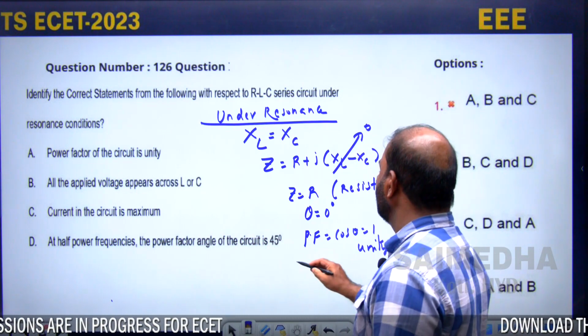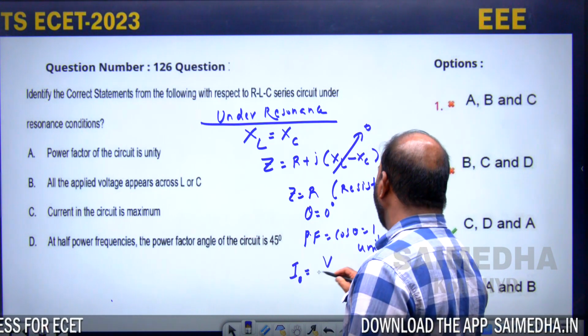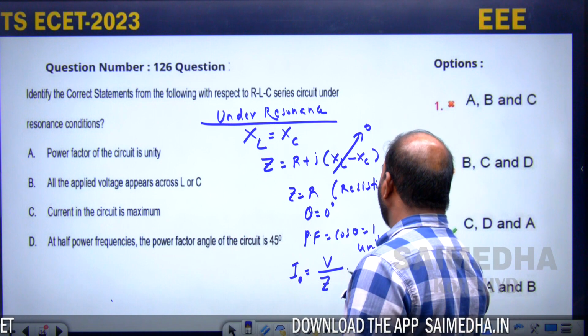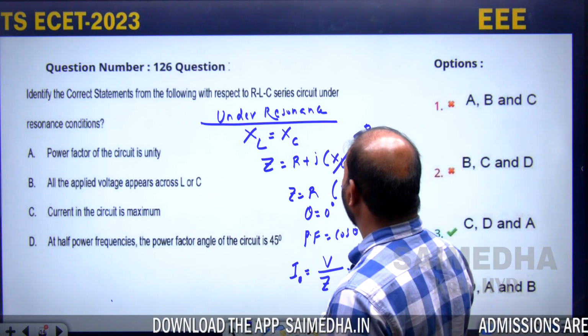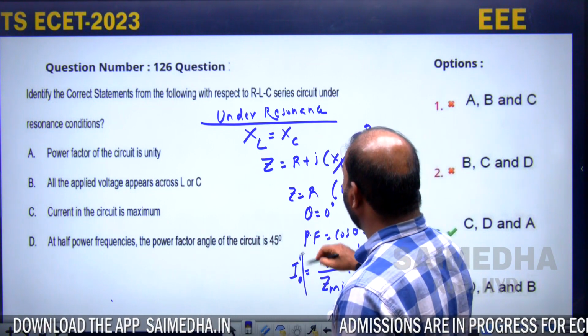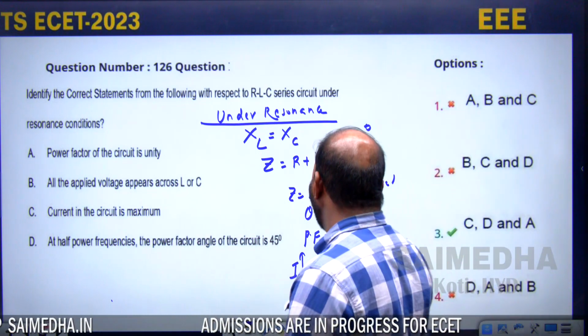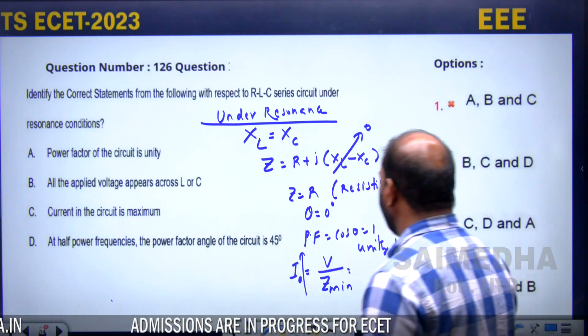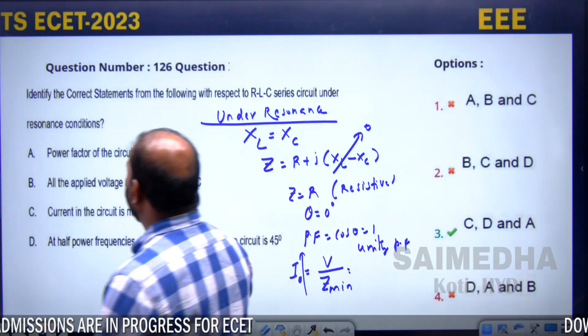And if we consider the current flowing through the circuit under resonance, I0 is equal to V by Z. Since the reactance part becomes 0, Z is going to be minimum, so the current will become maximum. So under resonance condition in a series RLC circuit, maximum current will flow. And let us go to the statements here.